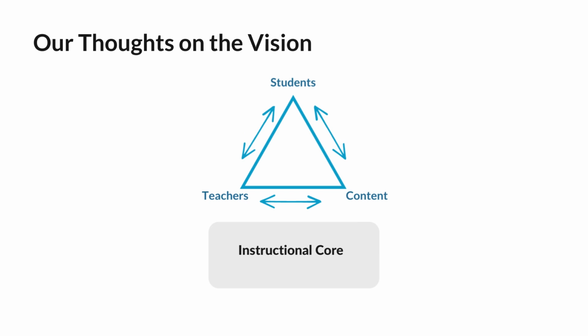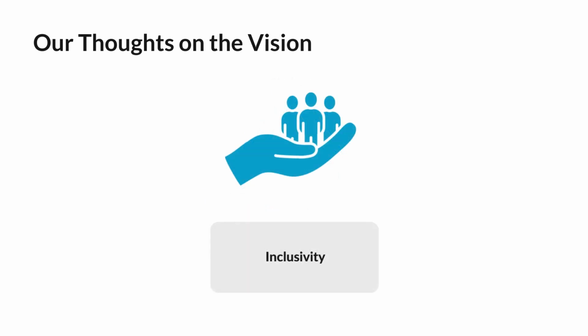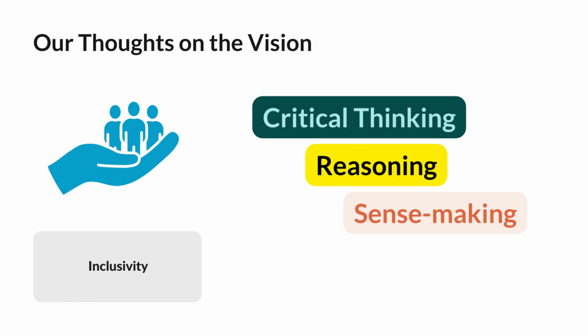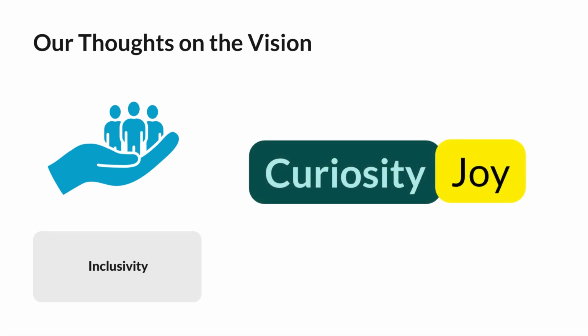The second reflection is that there is a foundational belief that all students can learn math at appropriate levels. In other words, all students are capable of critical thinking, reasoning, and sense-making about number patterns and relationships. The work is complex and will take time. It requires ongoing risk-taking and reflection and a sense of curiosity and joy.